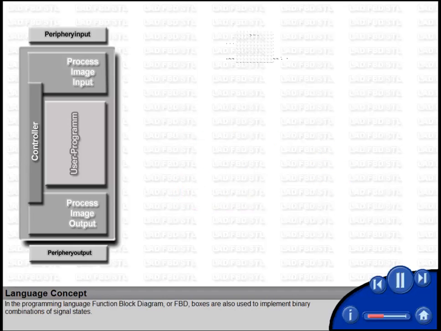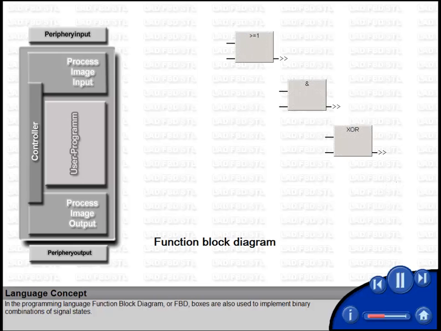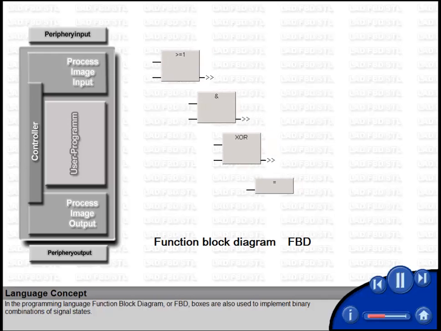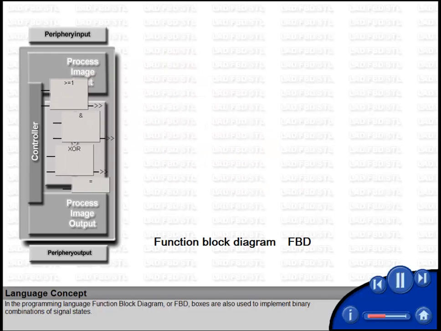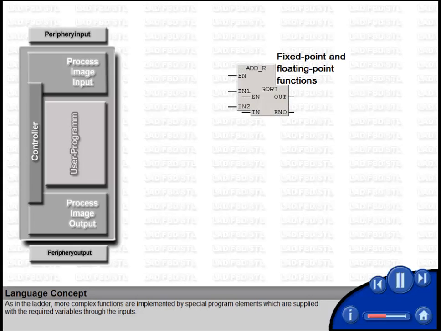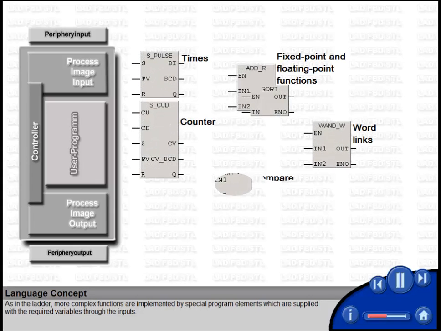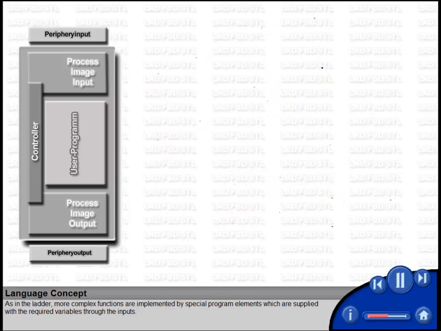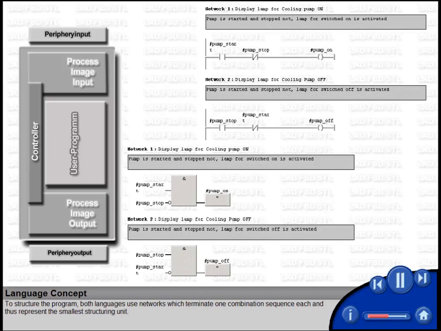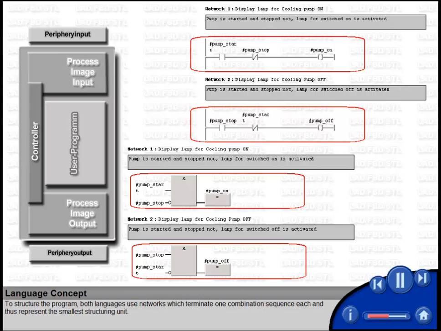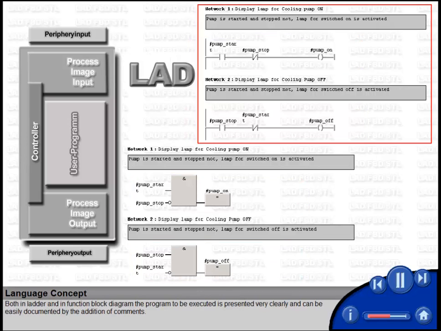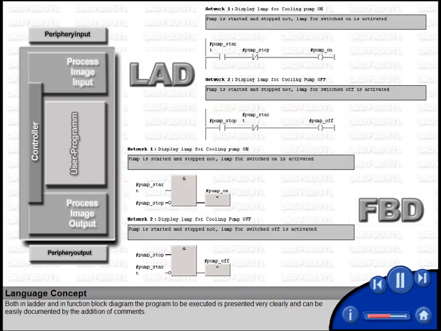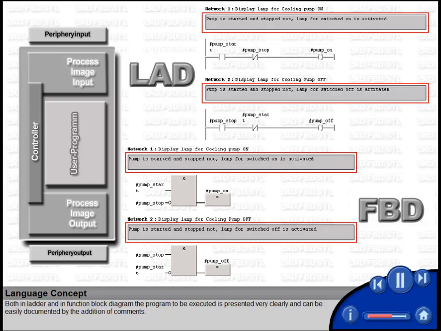In the programming language Function Block Diagram, or FBD, boxes are also used to implement binary combinations of signal states. As in the ladder, more complex functions are implemented by special program elements, which are supplied with the required variables through the inputs. To structure the program, both languages use networks which terminate one combination sequence each, and thus represent the smallest structuring unit. Both in ladder and in function block diagram, the program to be executed is presented very clearly and can be easily documented by the addition of comments.